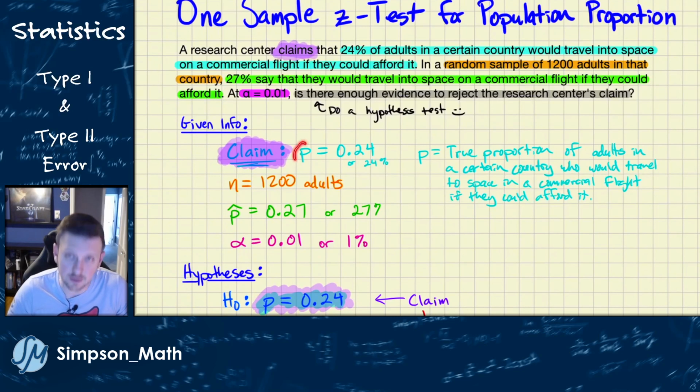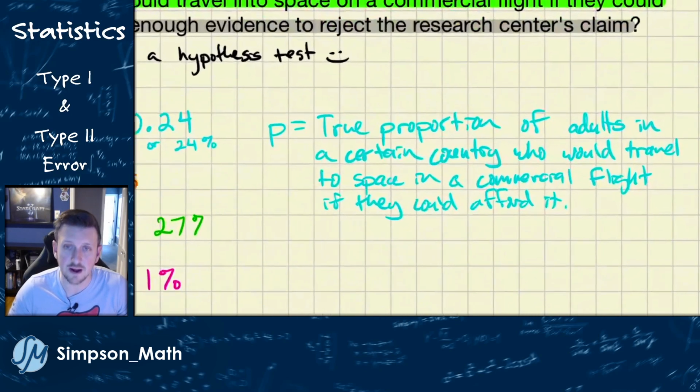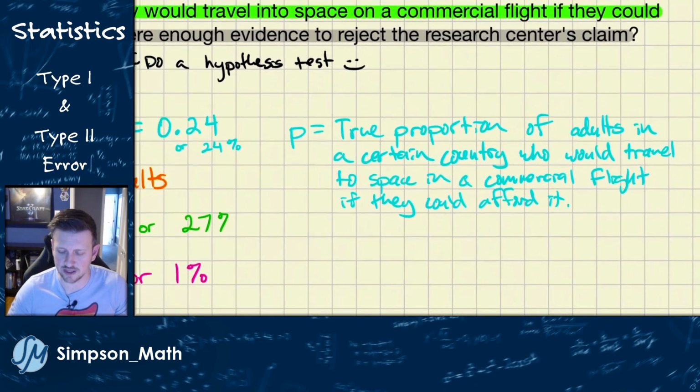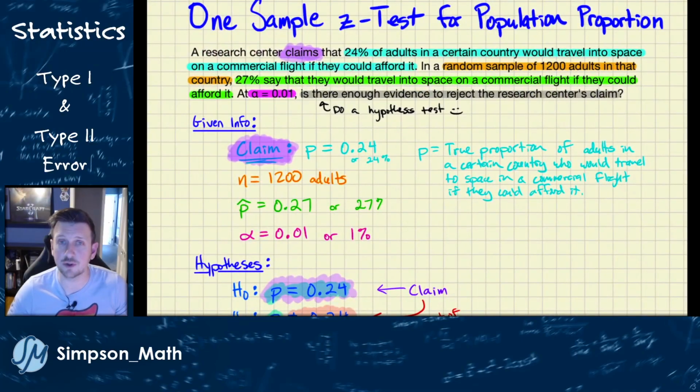Notice here we're talking about a proportion. This is 24%, but when we do mathy things, instead of doing percents, we tend to do proportions. So I'm going to use all this that I've highlighted in blue to define what my p is. My p is the true proportion of adults in a certain country who would travel to space on a commercial flight if they could afford it. So I'm looking for that true proportion. I don't know what that true proportion is, but that's the proportion I'm putting to the test. Someone has claimed that 24% of adults would do that. 24% as a proportion is 0.24. So that is my hypothesized value, my hypothesized p.